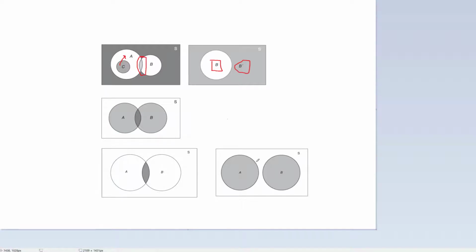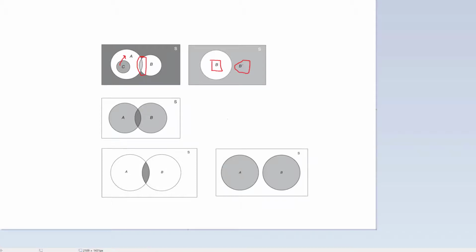Here you can see we have two events with no overlapping areas. Event A and event B both exist within sample space S, and the elements we have in A cannot be in B. They are disjoint. They are actually mutually exclusive events.